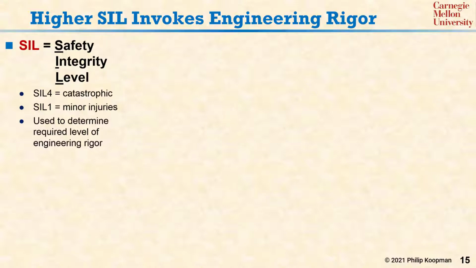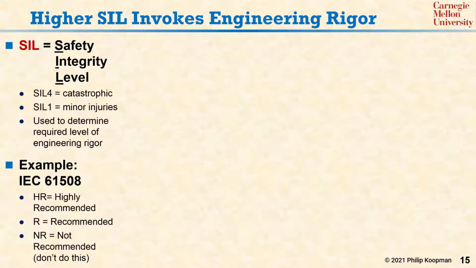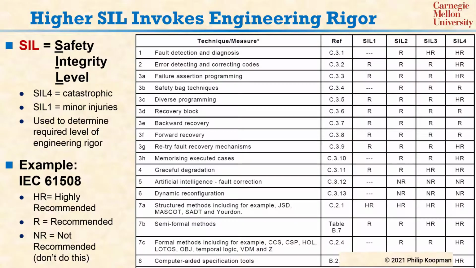As an example, let's consider IEC 61508, which is a software safety standard used in the chemical process industry. That standard uses SIL 1 as low risk and SIL 4 as a very high risk. It then shows how to mitigate risk by applying engineering rigor. A small subset of the techniques required by the standard are shown in this table.